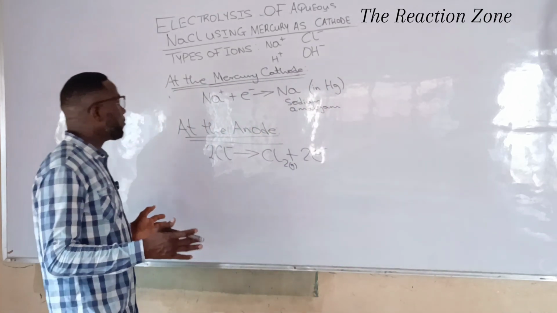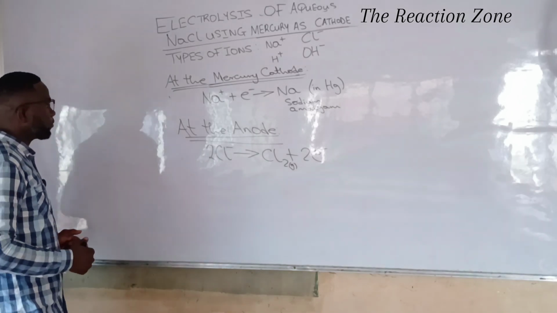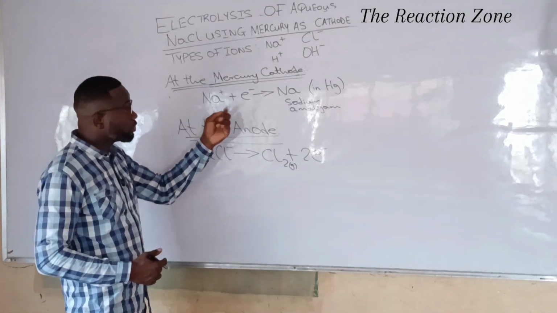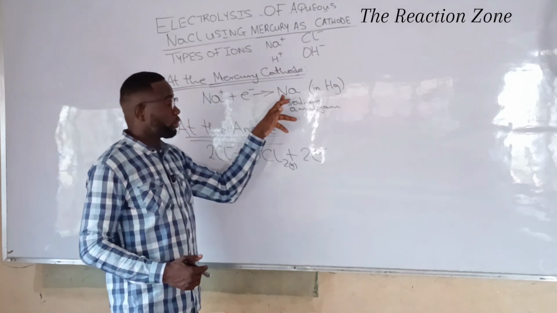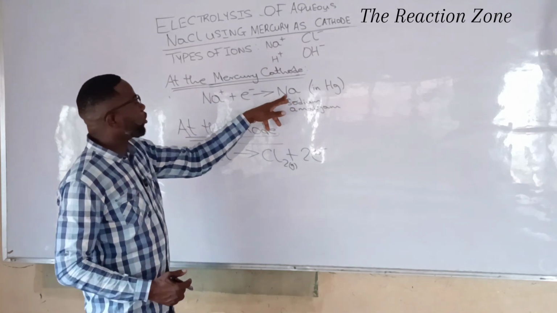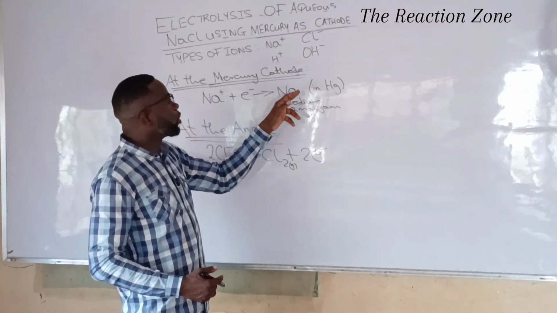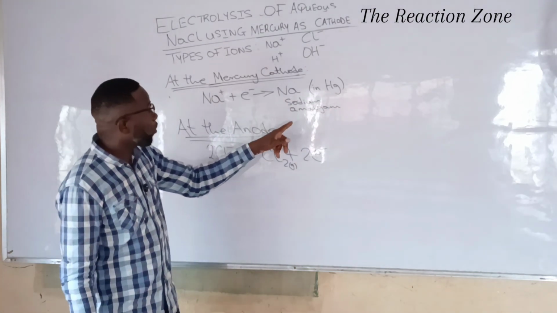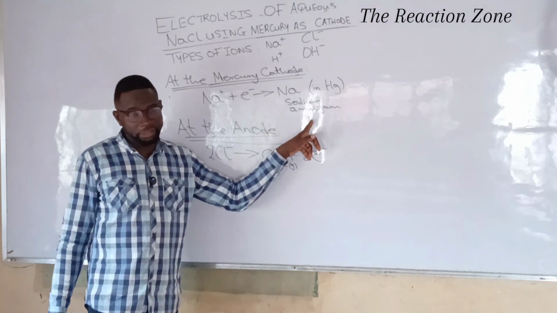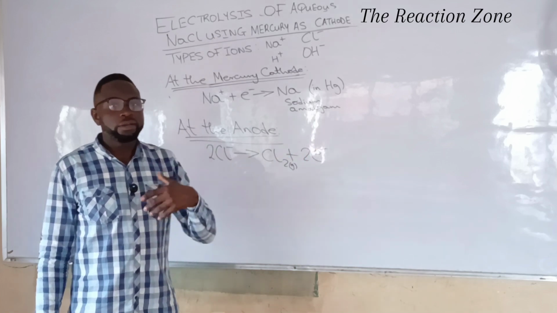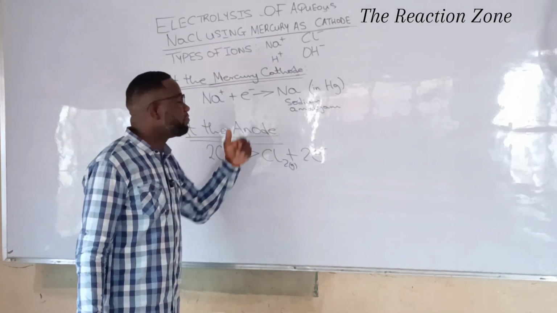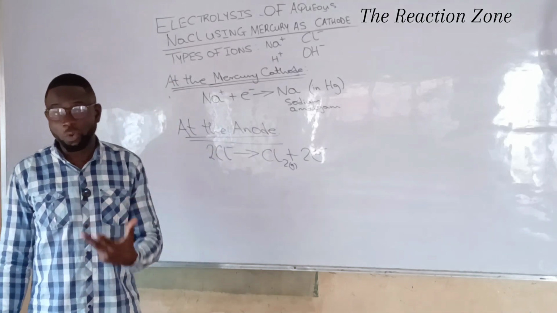So what happens at the mercury cathode is that sodium ions undergo reduction by gaining electrons to form sodium. But that sodium that is formed dissolves in the mercury cathode to form what is called sodium amalgam. And the reason for this is to prevent sodium from immediately reacting with water.